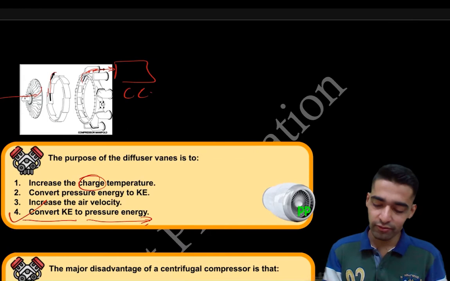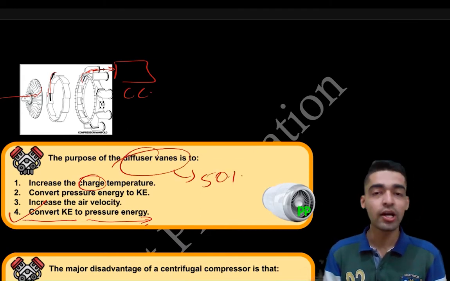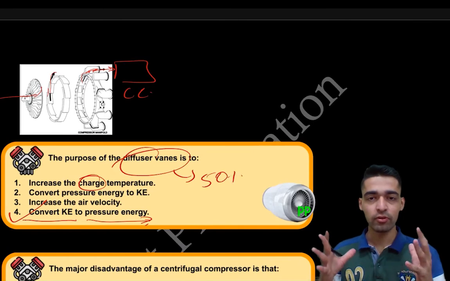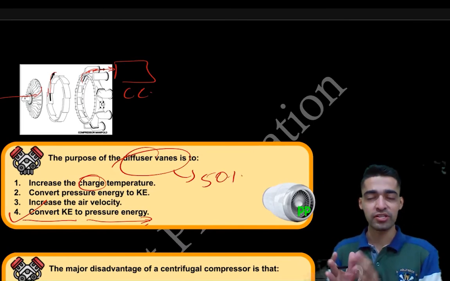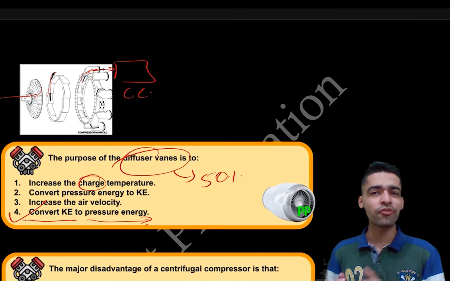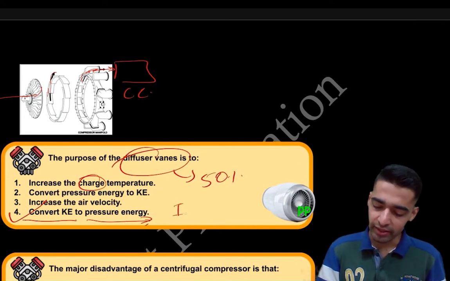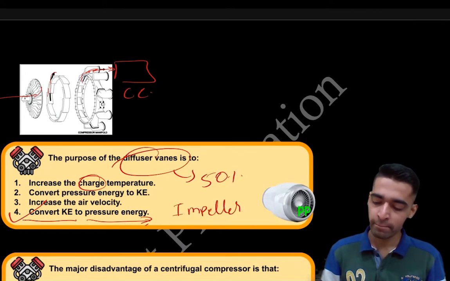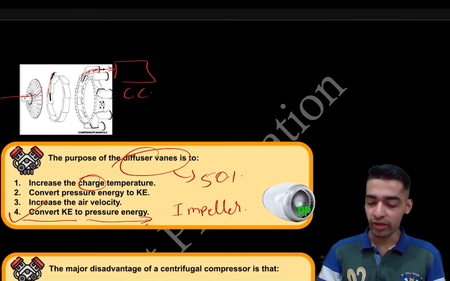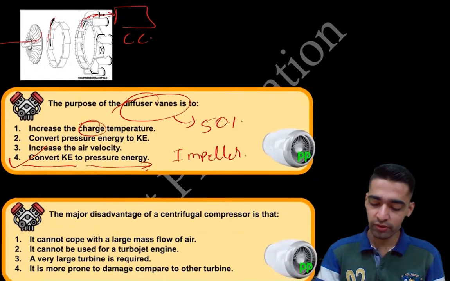So that is the reason we are using diffuser vanes, because they contribute 50% of the outlet pressure which we get. And what is the other 50%? That is done by the impeller. So this is our first question. Now comes the second question.